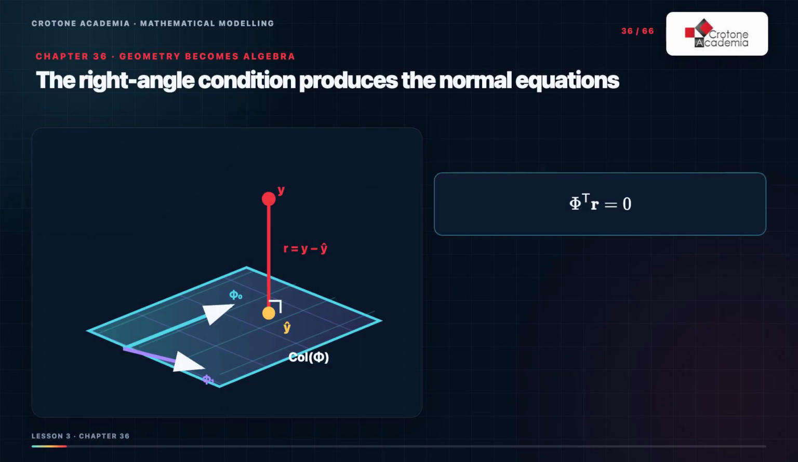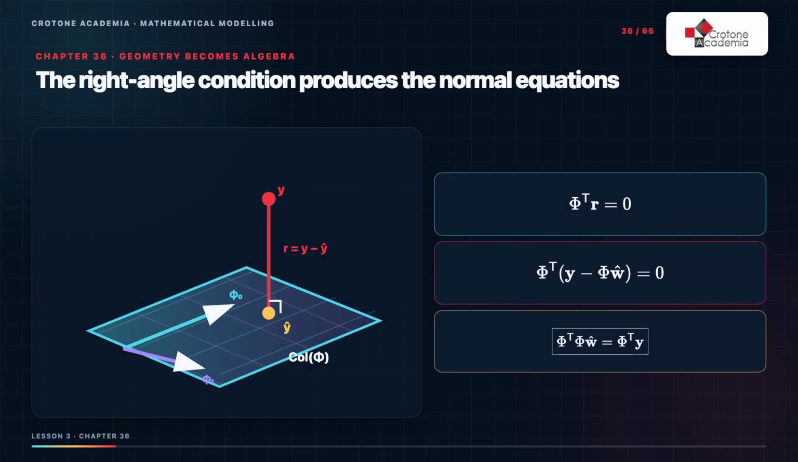Substitute r equals y minus phi w hat into the orthogonality condition. Now, phi transpose times y minus phi w hat equals 0. Expanding and rearranging gives phi transpose phi w hat equals phi transpose y. Let us pause on that. These are exactly the normal equations produced by differentiation. Optimization says the gradient vanishes. Geometry says the residual is perpendicular. They are the same mathematical statement.